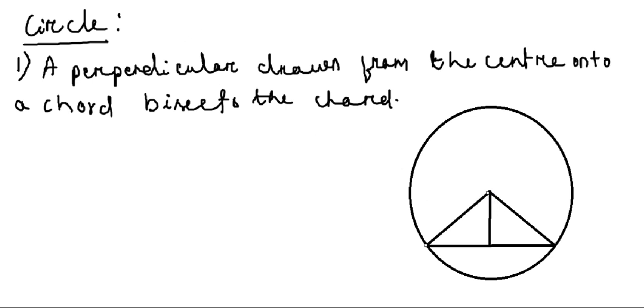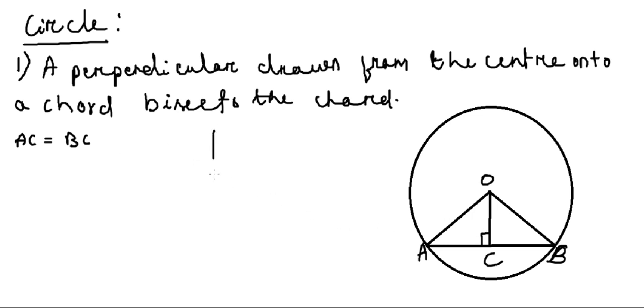So over here what we need to prove is, in this circle you have a triangle which got divided into two parts, and this is a perpendicular drawn from the center onto the chord AB. Now what we need to prove is that AC is the same as BC. If we can prove this, that means we can say that the perpendicular is bisecting AB.